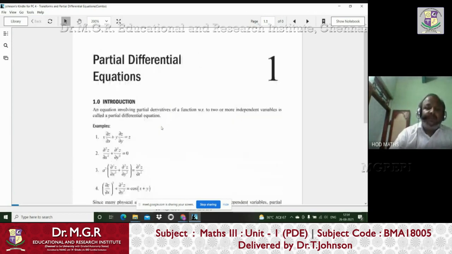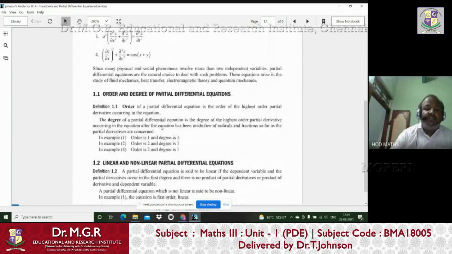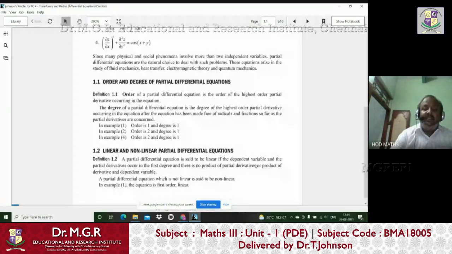So people are always confused with linear and non-linear equations. Very clearly, a linear equation means the dependent variable z and the partial derivatives occur in degree 1, that is power 1, and there is no product of partial derivatives, that is dou z by dou x into dou z by dou y, that should not be there, or product of partial derivatives and the dependent variable, that is z into dou z by dou x. This type of thing also should not be there in the differential equation. Then only the differential equation is called a linear partial differential equation.